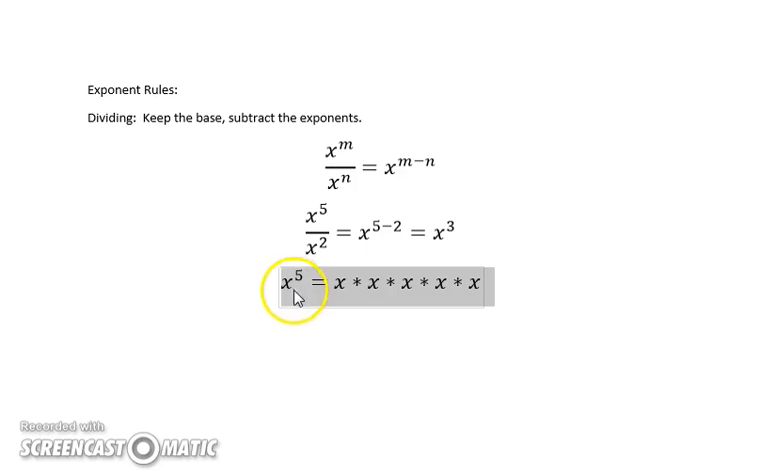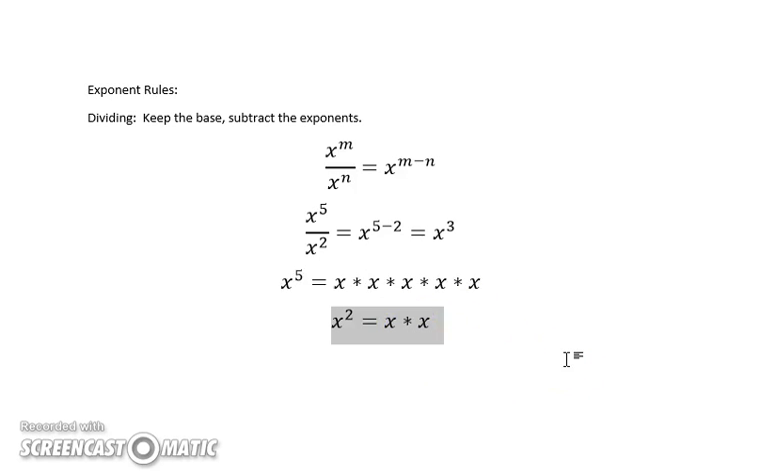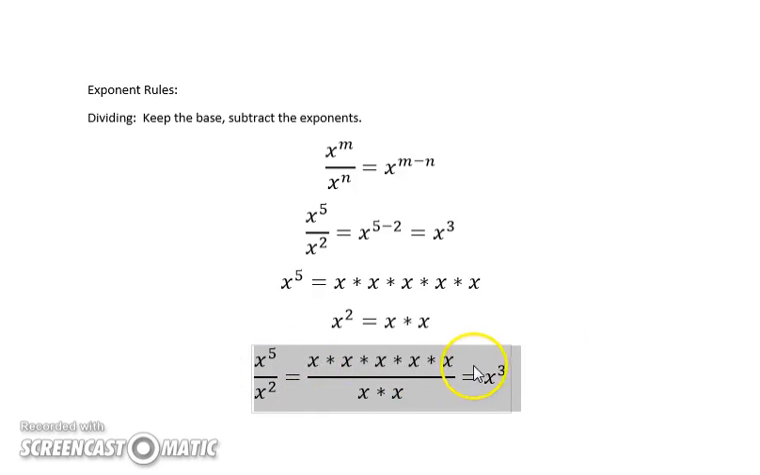Again, that is because our x to the 5th is equivalent to the product of 5 x's. Our x squared is the product of 2 x's. So if we think about what x to the 5th over x squared is, it's really the product of 5 x's over the product of 2 x's. And you can see that this x here, because it's a product, will cancel this one out. This one will cancel this one out, and we're left with 3 x's, or x to the 3rd.